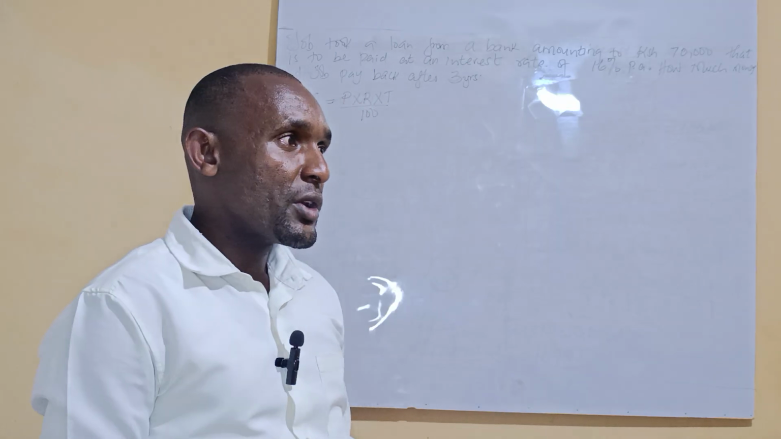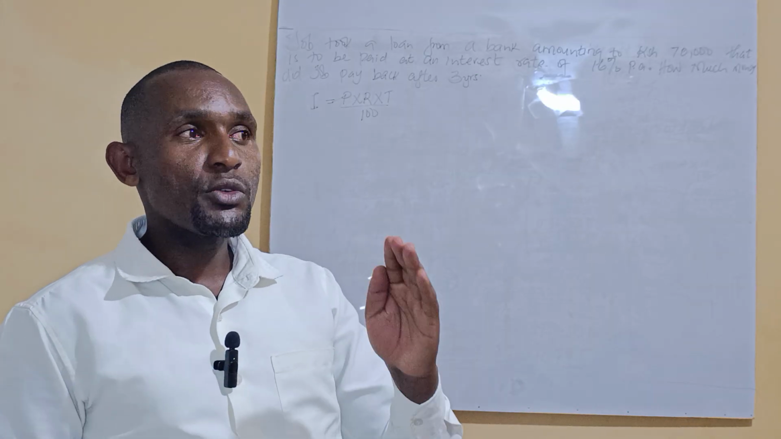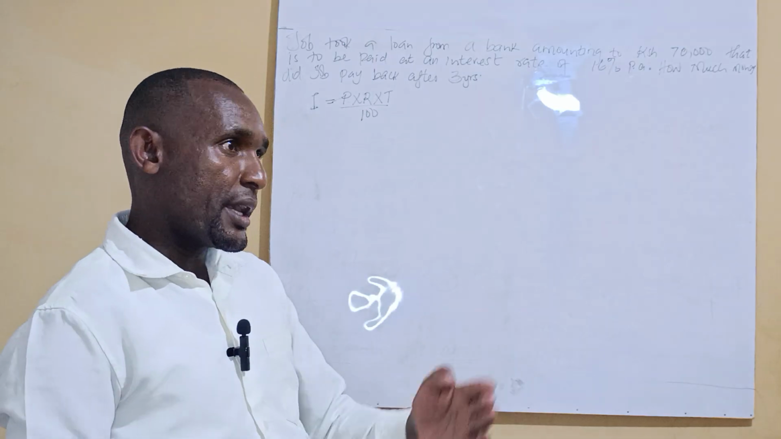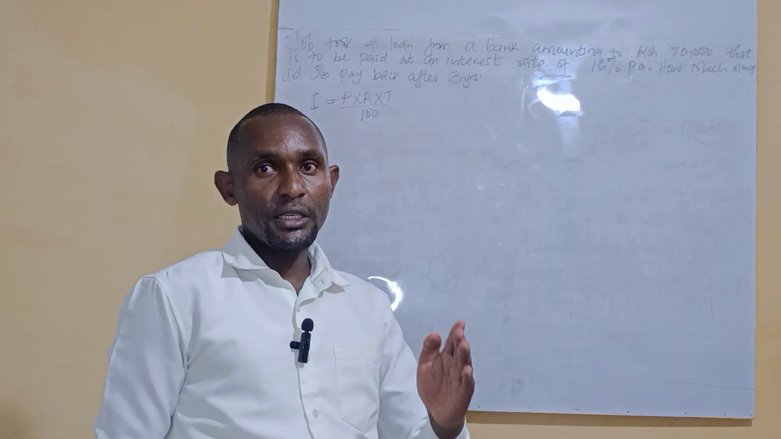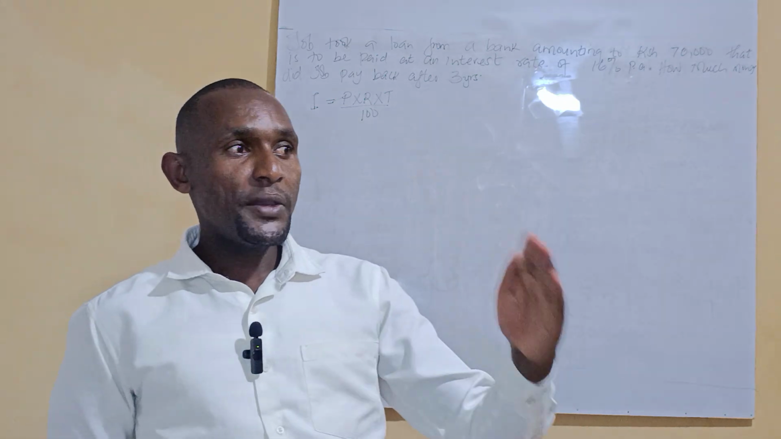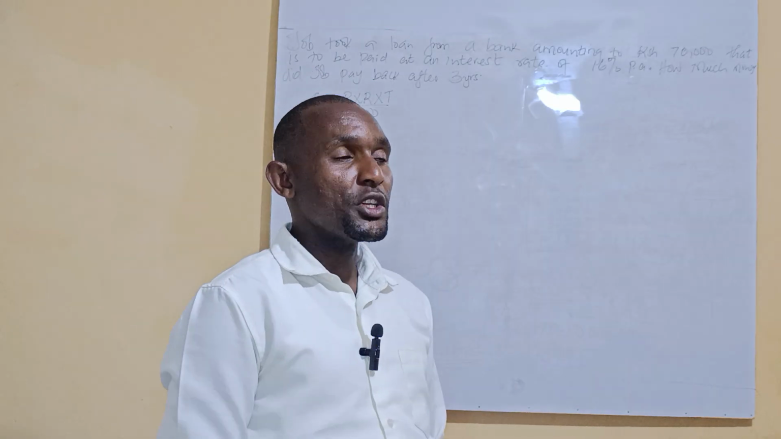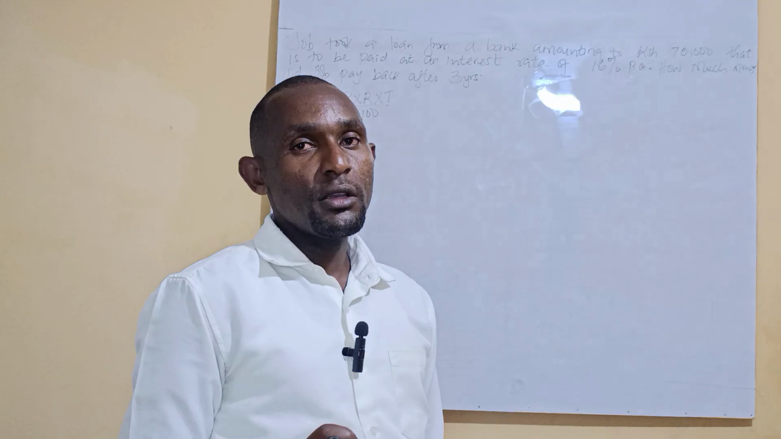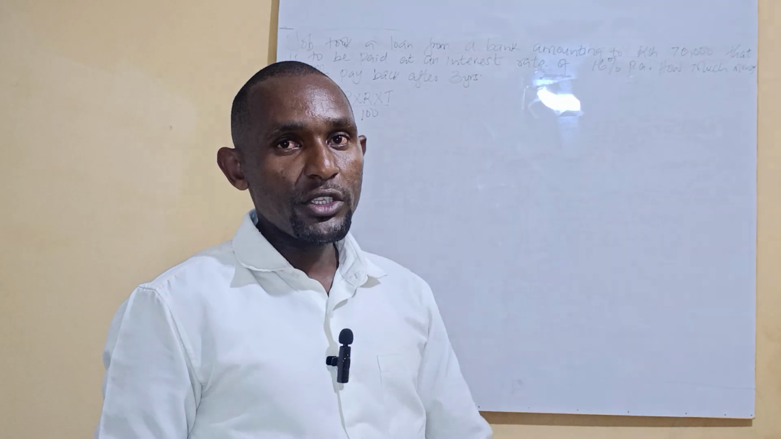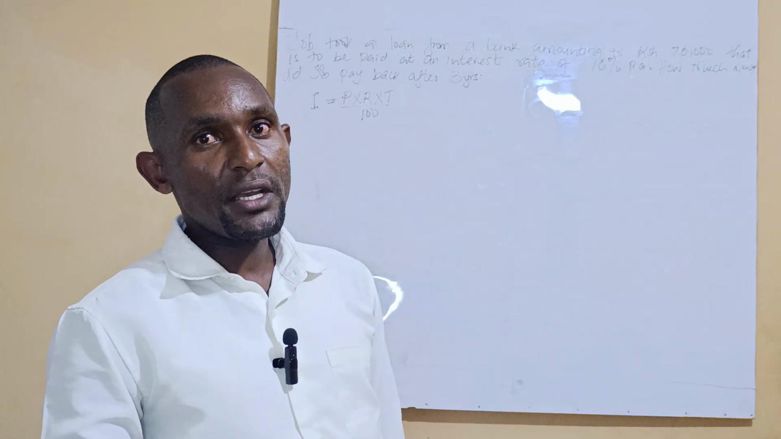You have realized that when you're dealing with a simple interest, the principal does not change. It is going to remain constant from the start to the end. But for the compound interest, after every year, the principal is going to change. How is it going to change? It is going to change because you are going to have the initial principal and the final interest for the first year.